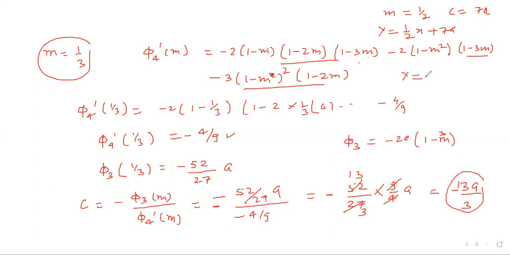Then corresponding asymptote y equal to mx plus c will give, in place of m, we write 1 by 3x, and in place of c, we write minus 13a upon 3 equal to y, or we can multiply by 3 to each term. So we will get 3y equals x minus 13a, which is fourth asymptote.